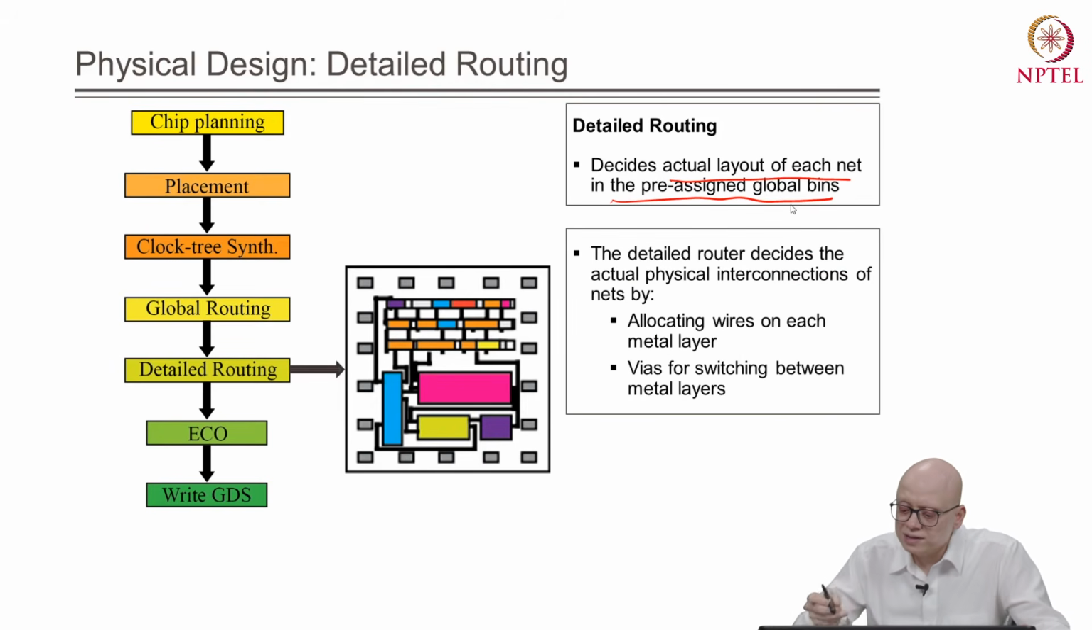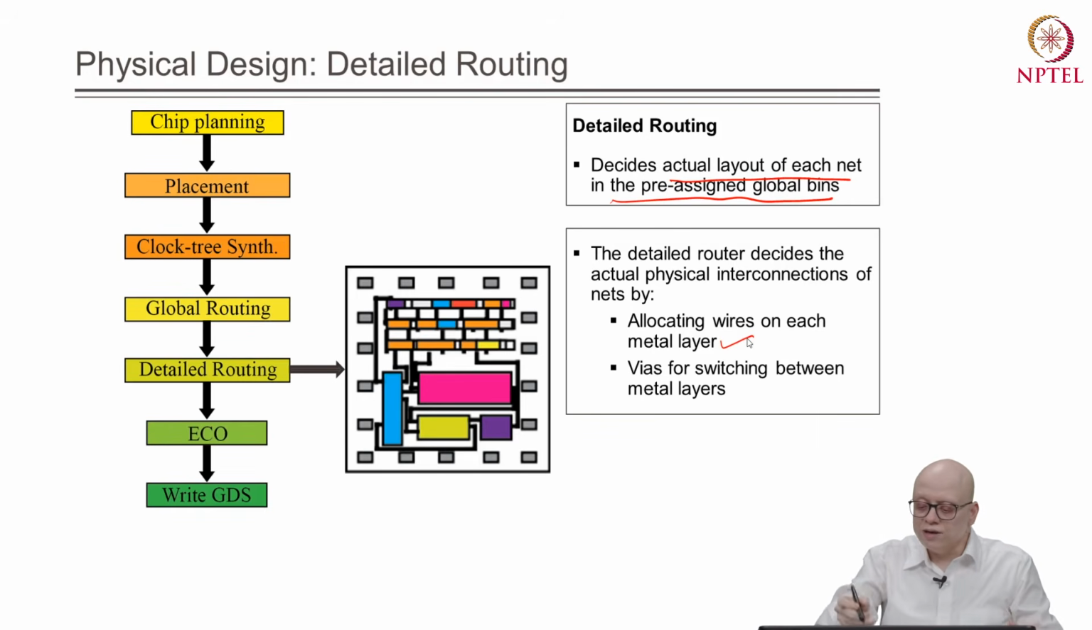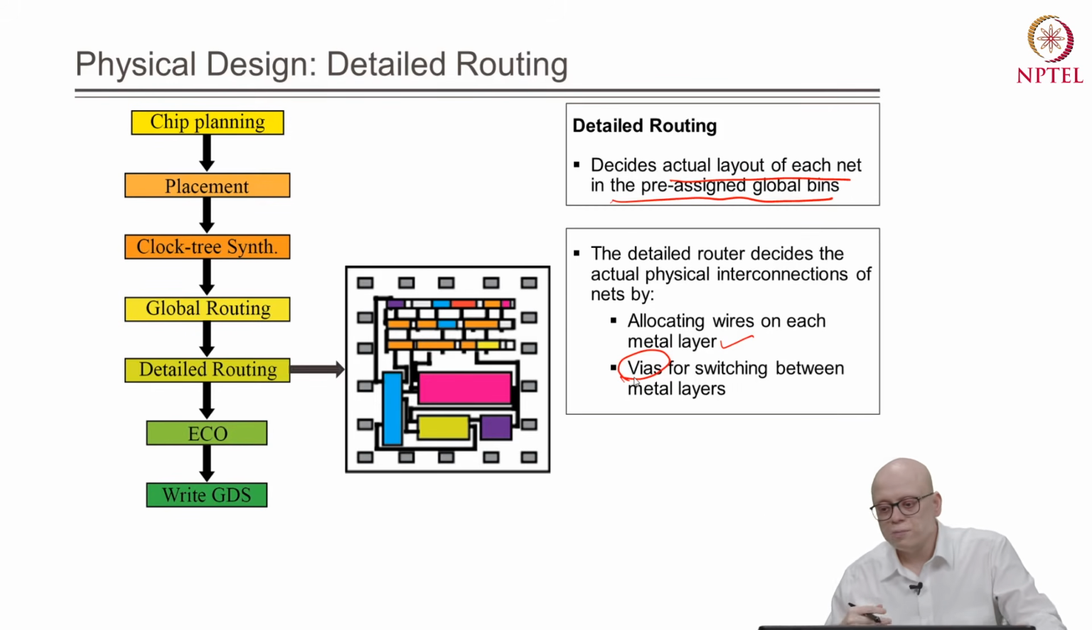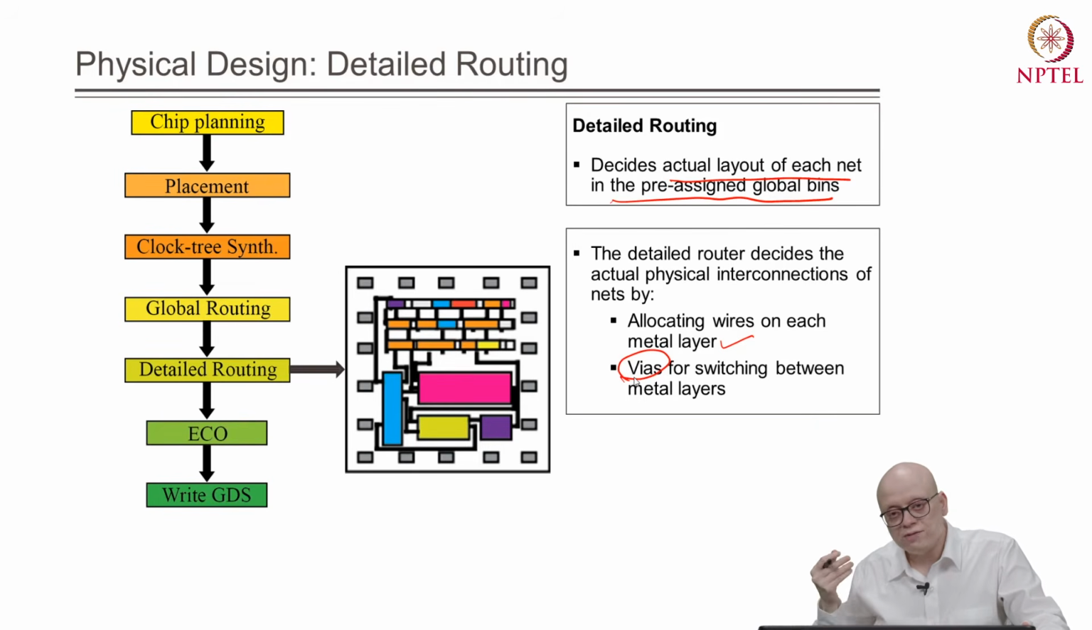The detailed router decides the actual physical interconnections of nets by allocating wires on each metal layer. We have discussed earlier that interconnects are in layers, and we can go from one layer to another layer using vias, and then the wires can run on the metal layers, and those can be used to make complicated connections. Those complicated layouts or connections through various layers of metals and using vias are decided by the detailed router.